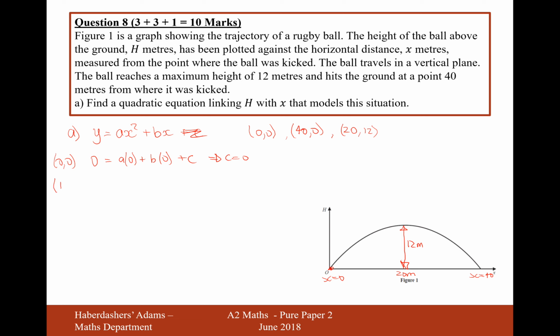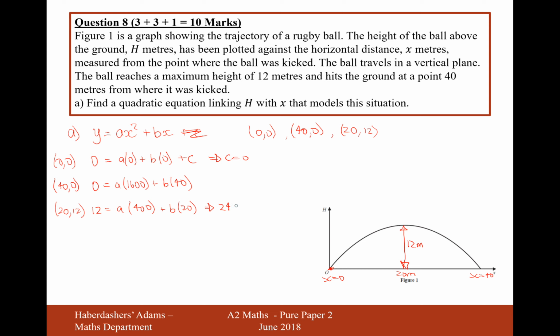The next coordinate I'm going to plug in is (40, 0). So I get 0 equals a lots of 40 squared, that's 1,600, plus b lots of 40. Now moving on to the final point, (20, 12). This gives us 12 equals a lots of 20 squared, that's 400, plus b lots of 20.